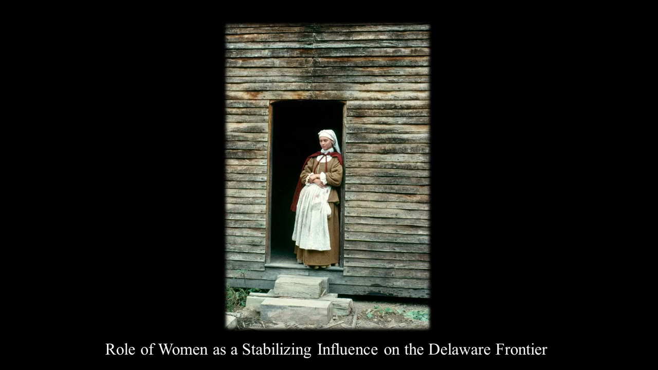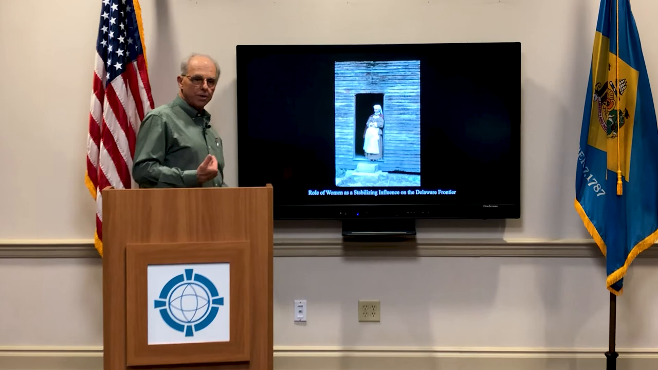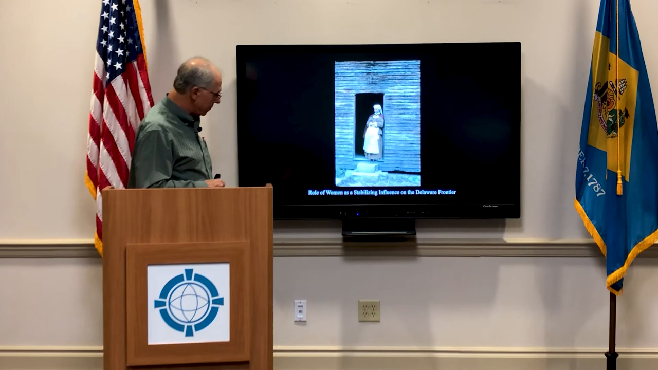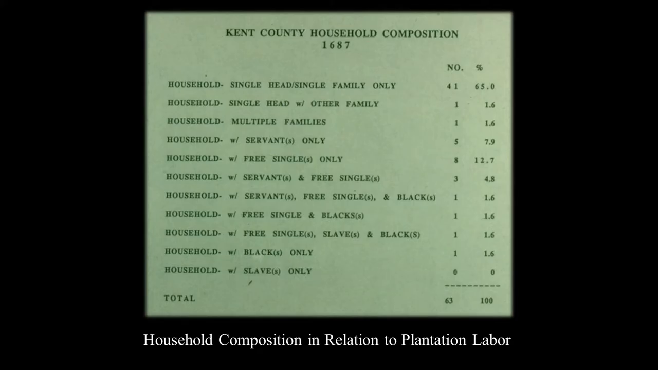So the role of women cannot be underestimated here. They are a huge stabilizing influence on the Delaware frontier. Obviously, for natural increase, biological increase, but also to have women in the household as a culturally stabilizing influence was very important in Delaware households, and they were present in Delaware households as we were seeing. So again, a very different trajectory, a very different pattern than what we were seeing for the Chesapeake.